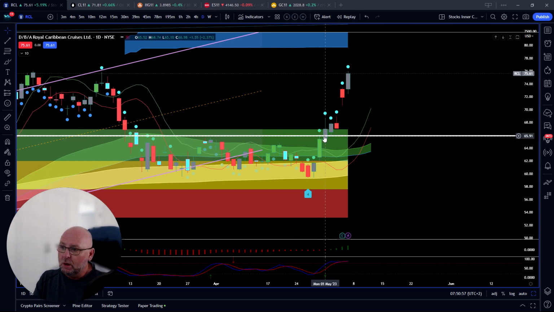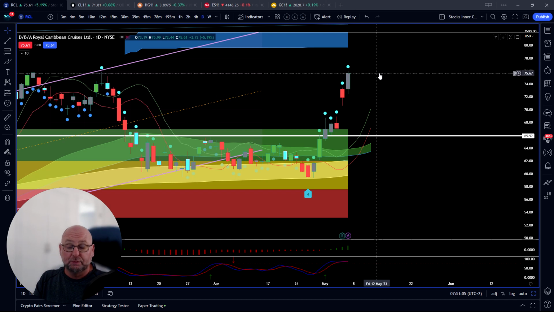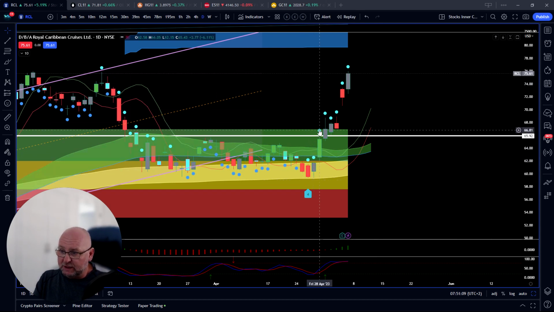So we got that move here, added to more of my position at 65.92. We're now $10 up above that. So we had higher than average volume, these cyan dots above the candles here. You see, during all of this period, during this consolidation, if you like, all the dots were below the candles. That's lower than average volume. But then we started to build.